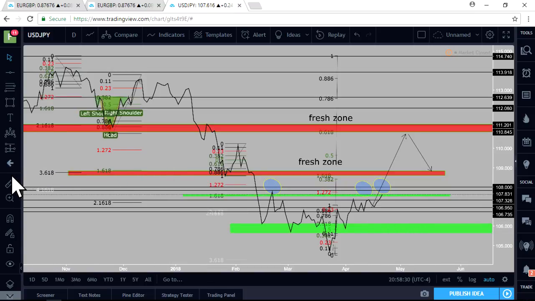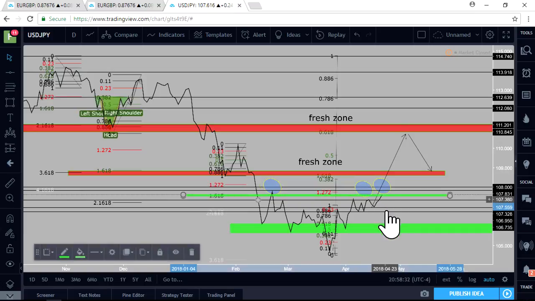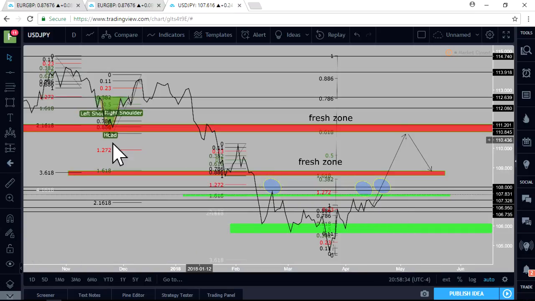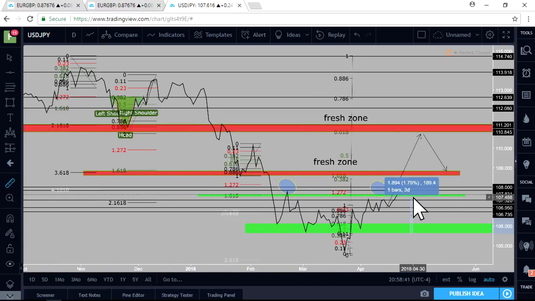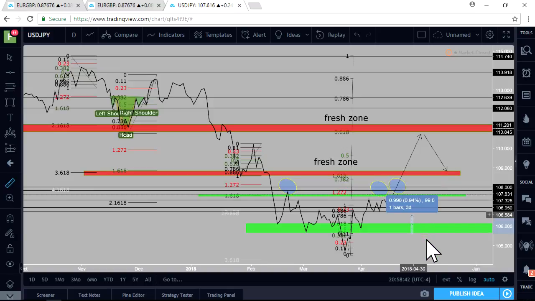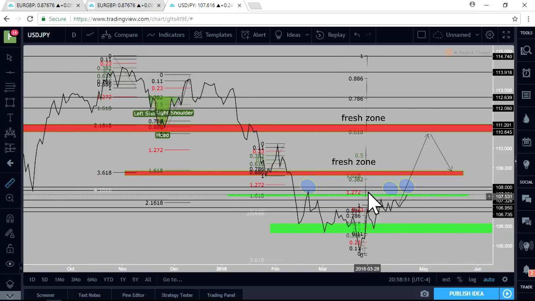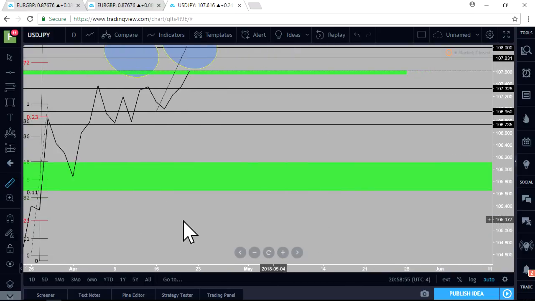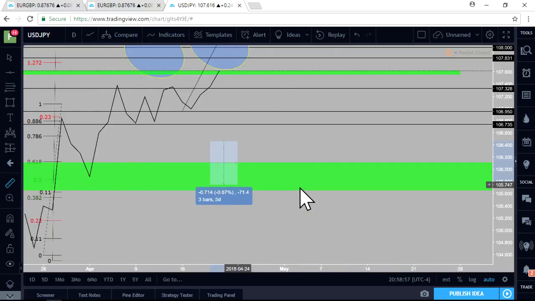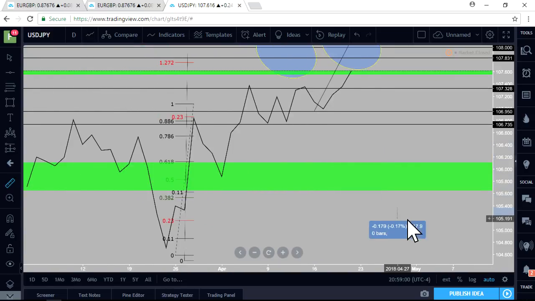How many pips are we away from that level right now? That's what I want to know. All right, so we're about 100, I would say almost 200 pips away from that zone. Fibs do not lie. Guys, remember. Let me just blow this up a little bit more so you can see it.